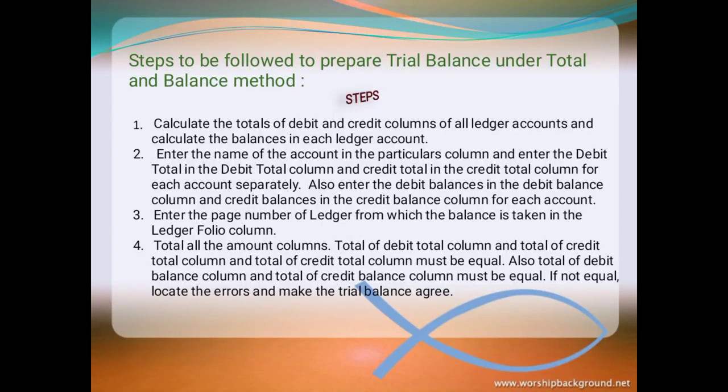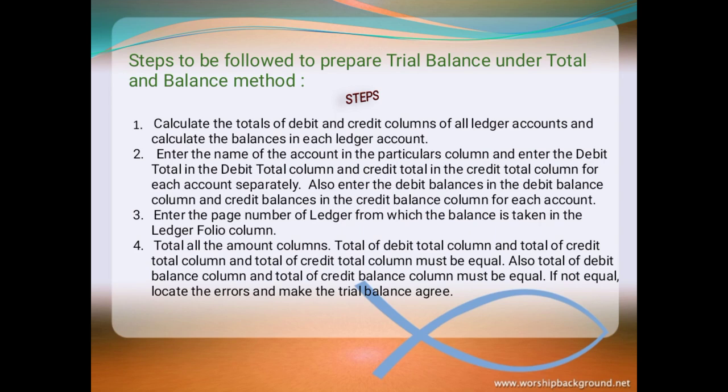Now, how do we prepare a trial balance under the total and balance method? What are the steps? First we have to calculate the total of the debit and credit columns of all ledger accounts and calculate the balances in each ledger account. That is, first we have to balance our ledger accounts. After balancing and totaling our ledger accounts, the second step is to enter the name of the account in the particular column and enter the debit total in the debit column and the credit total in the credit column separately.